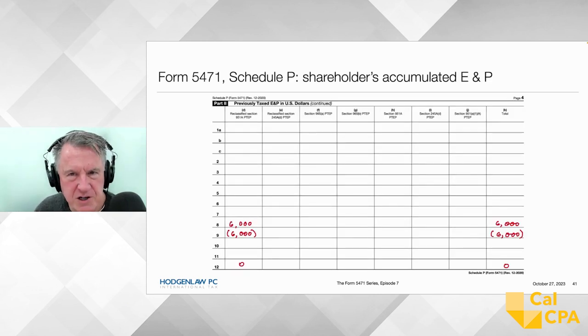Schedule P is the shareholders. Schedule J is the whole corporation. Schedule P is the shareholder's accumulated E&P, and it mirrors everything in column E pro rata. Column E in Schedule J is for the whole corporation. This is the pro rata portion allocable to the shareholder. Since the shareholder has 100%, the numbers are the same, but again, just for drill. And you can see the titles of the columns are the same as the Schedule J titles.